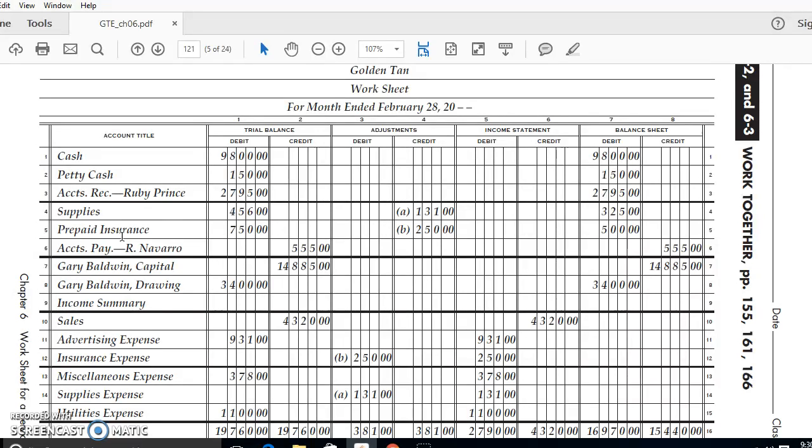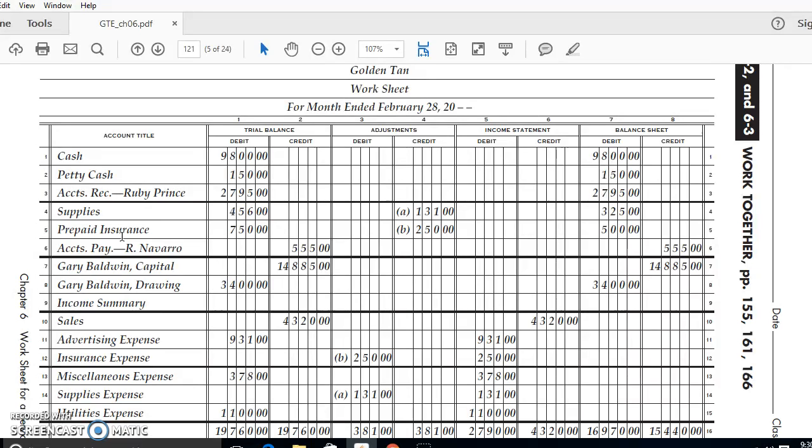The two adjustments, or the two accounts that we're going to adjust, as I said earlier, are supplies and prepaid insurance. The reason that those are the two accounts that are to be adjusted is because they are consumables. Consumables are things that you use up. They're assets that you use up.